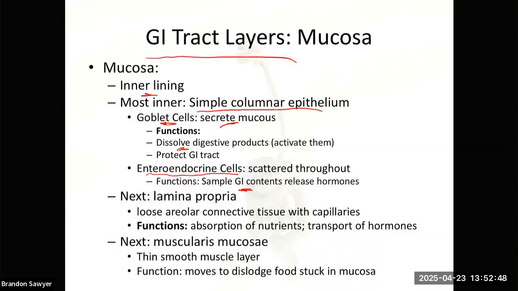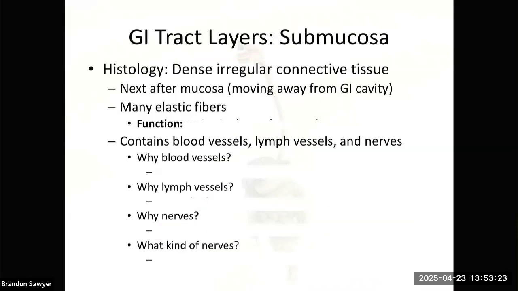Okay, next we get to the next layer called the lamina propria. This is that loose areolar connective tissue. So this is where there's capillaries, blood vessels, other things being housed there. This is where we get the absorption of our nutrients as well as the transport of those hormones that are released. And then the next part of the mucosa is the muscularis mucosa, which is a very thin, smooth muscle layer that helps to wiggle around the inside of the intestines to dislodge chunks of food that got stuck in there. Okay, so that's our mucosa.